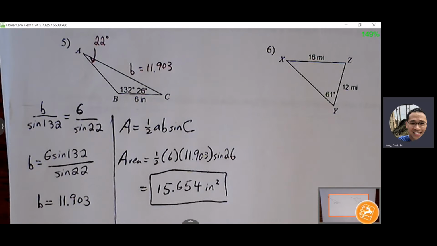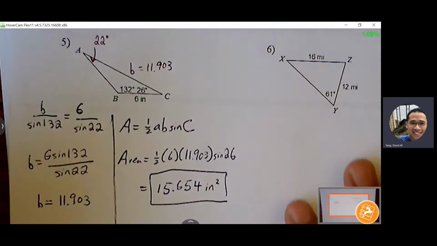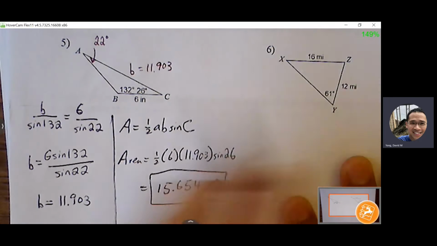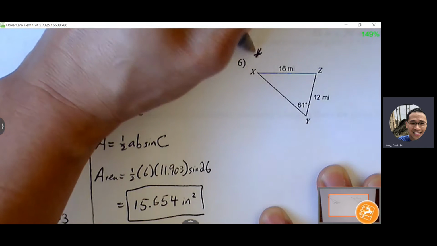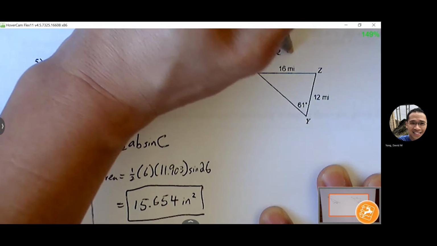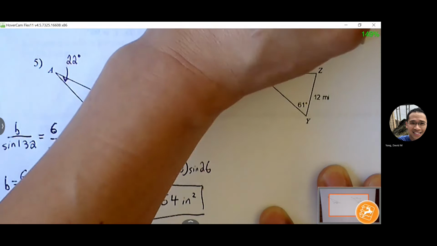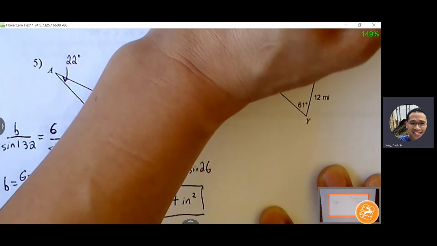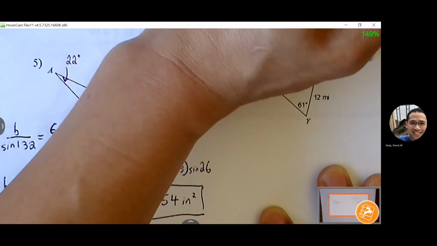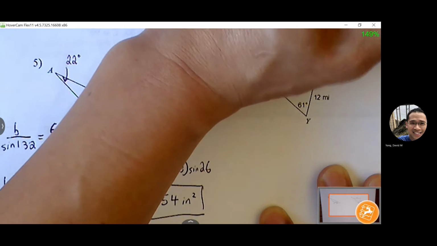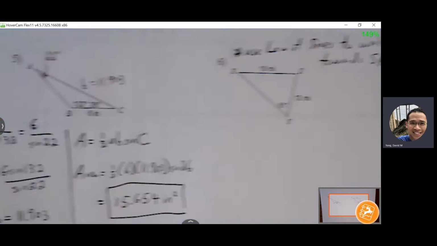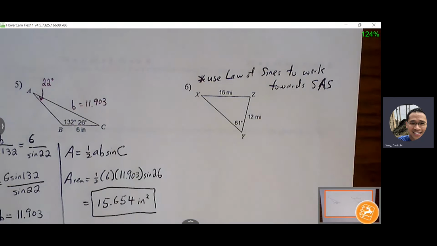Okay, take a look at number 6. What type of setup do we have here? Yeah, side angle, right? So it's not quite set up for side angle side. What we're going to do is use law of sines to work towards side angle side, right? So we can just use law of sines.